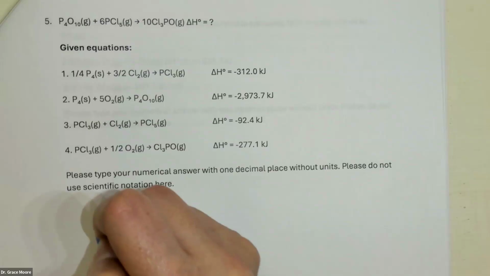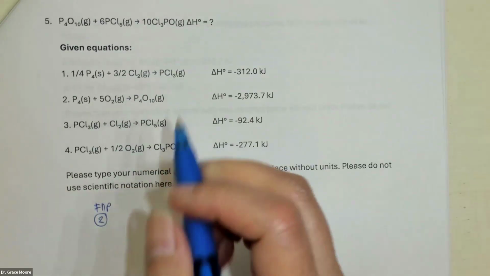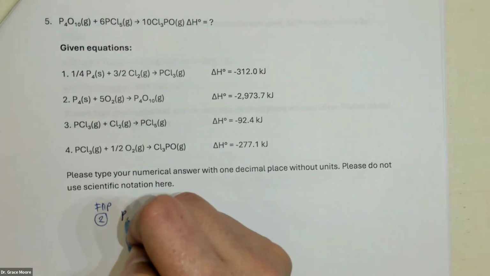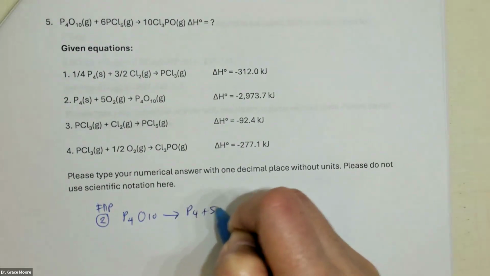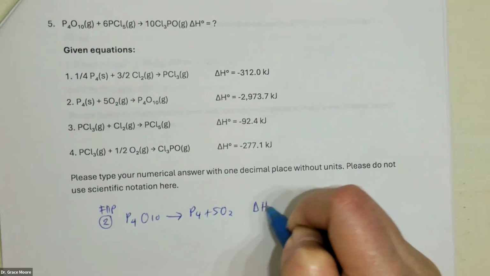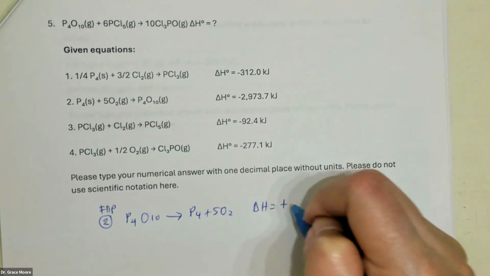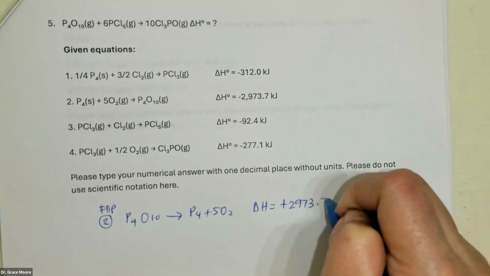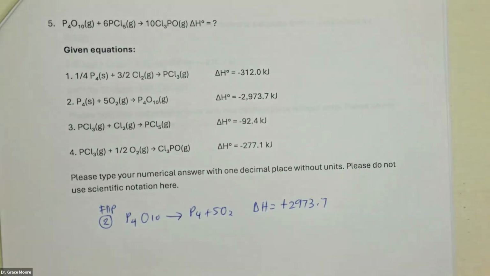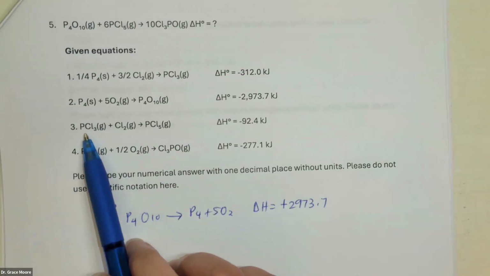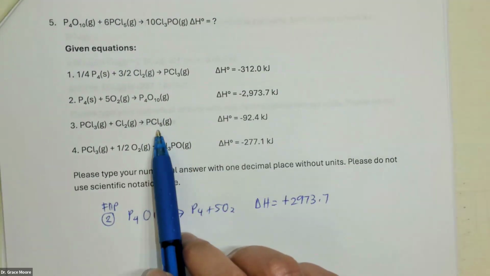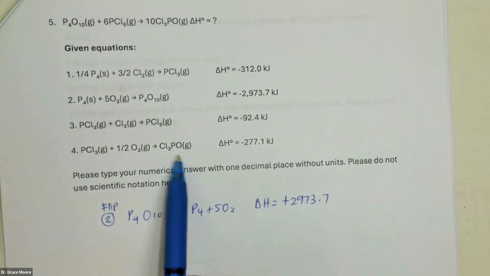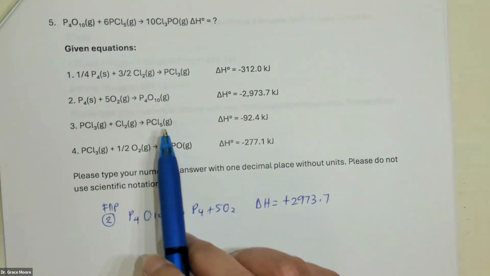So for line 2, we just flip the equation around. So we write it again: P4O10 goes to P4 plus 5 O2, and my delta H would have the sign flipped, positive 2973.7. Okay, let's go to line 3. On line 3, PCl3 repeated, I don't want to use that. Cl2 repeated, I don't want to use that. PCl5 does not repeat, so I can use PCl5.